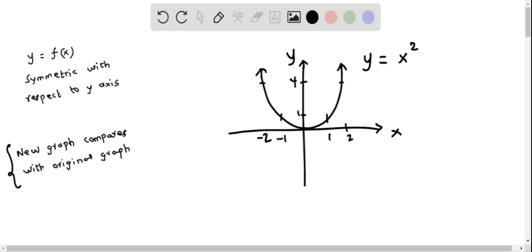Say, for example, I consider this point negative 2 comma 4. When I reflect it across the y-axis, this point will come to this point. And similarly, when we reflect this point 2 comma 4 across the y-axis, this will come over to this point. So basically, these 2 points will interchange their position.